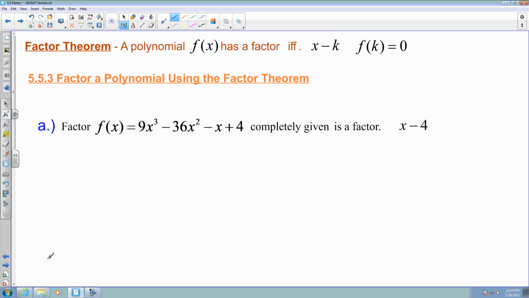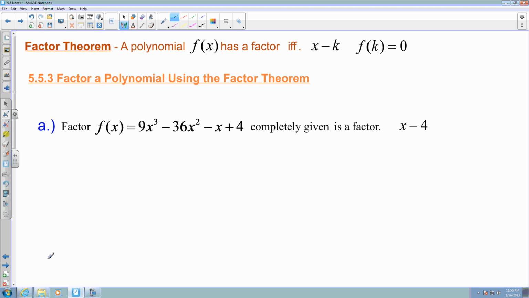The other theorem we have is the factor theorem. Again, we can use synthetic division in order to factor these out completely, as long as they give you something to factor it out with. So for example A, I have 9x to the 3rd minus 36x squared minus x plus 4, and they want you to factor this out completely.